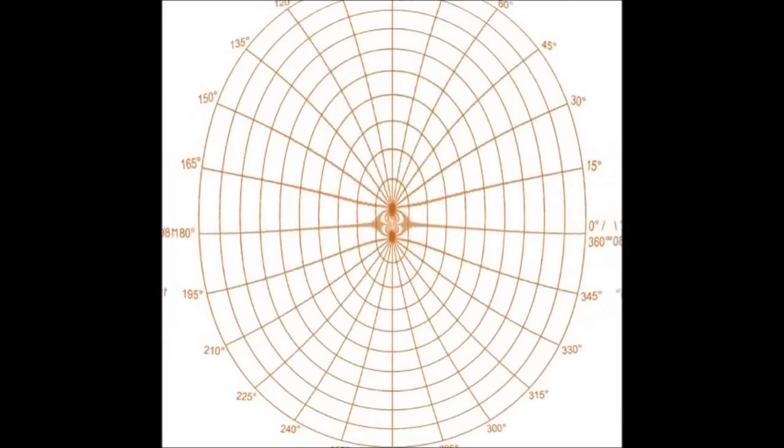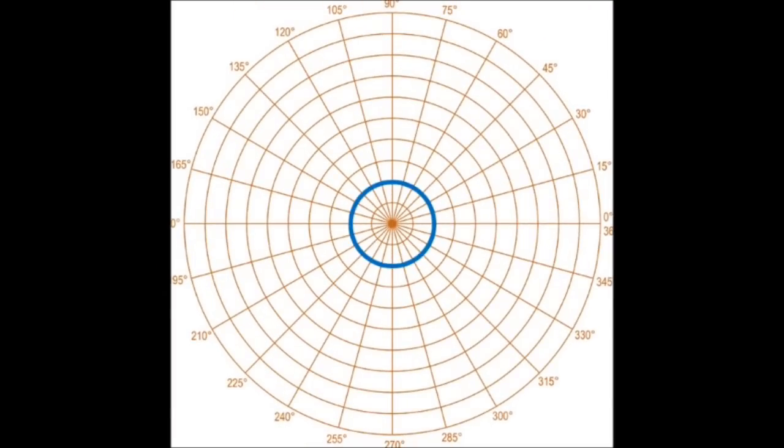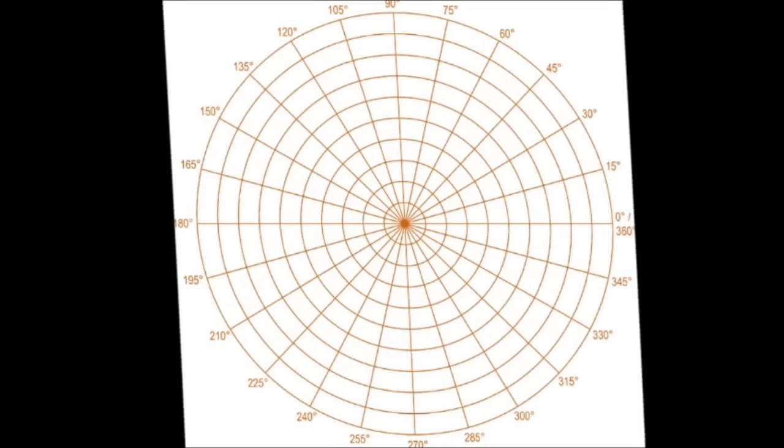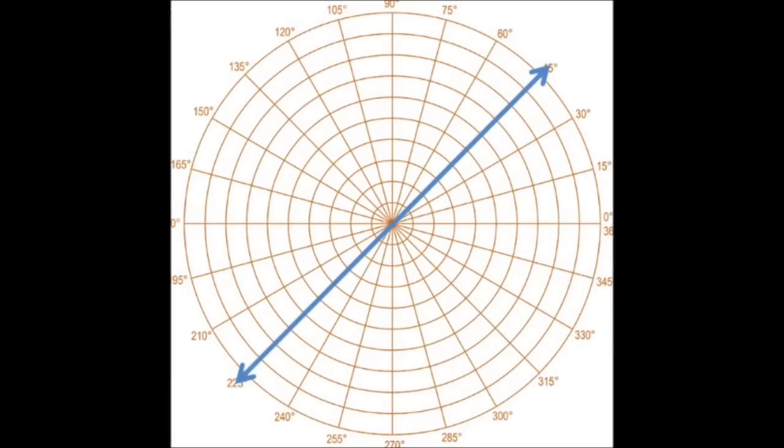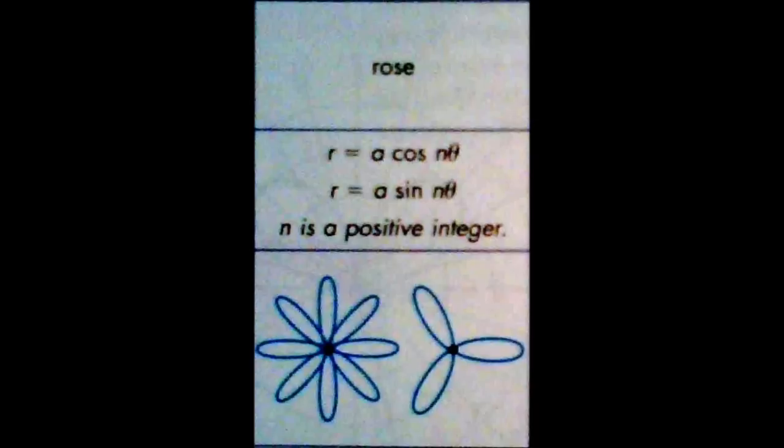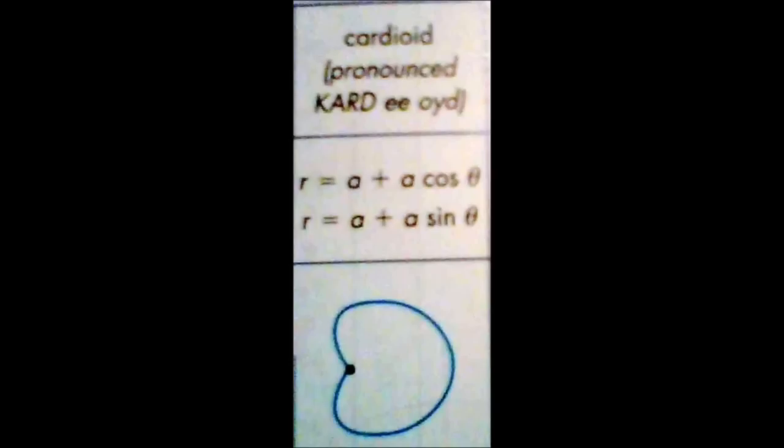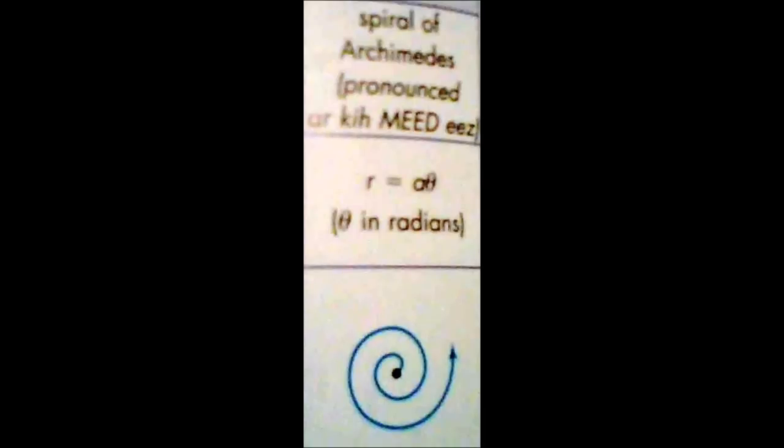That's the pole. Points aren't the only thing you can graph on a polar plane. You can also graph equations. Like this, r equals 2. Or this, theta equals 45 degrees. Don't forget about the classical curves, Irrelevant. There's the rose, the lemniscate, the limaçon and cardioid, and the spiral of Archimedes.